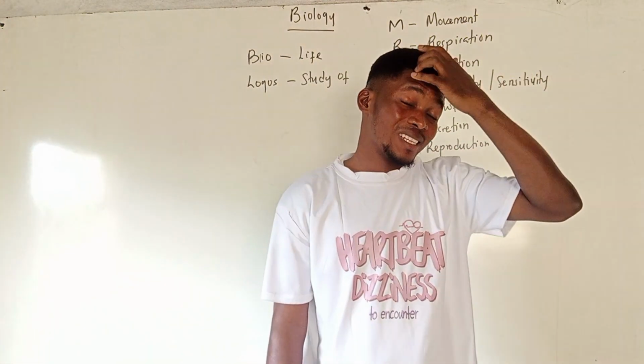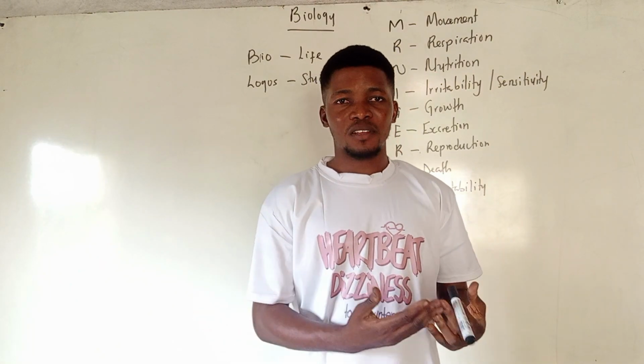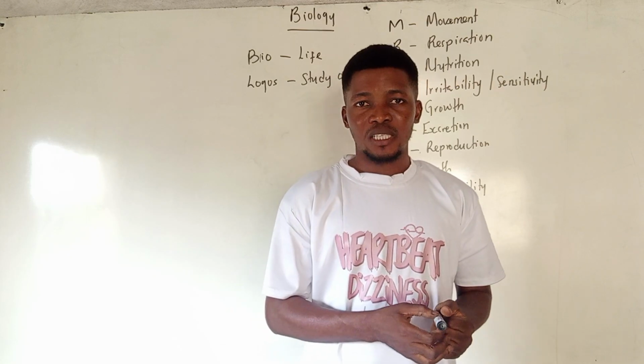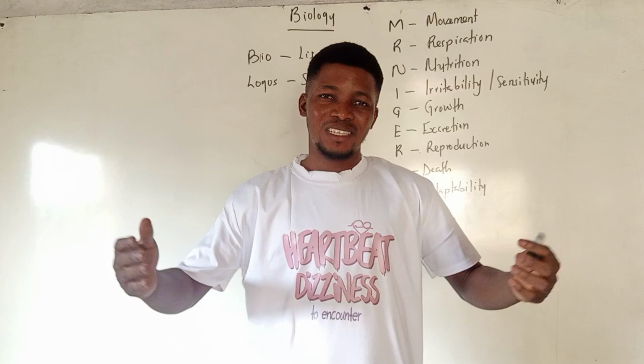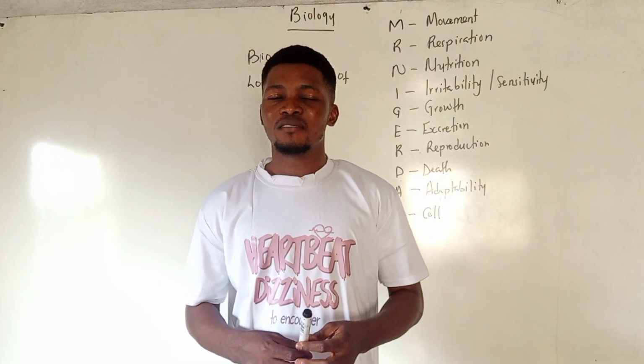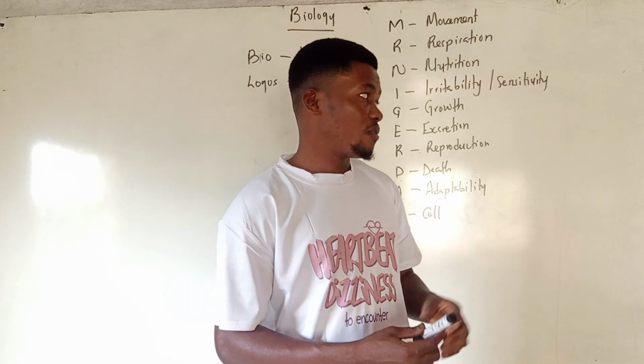So the next one is what? Irritability, or sensitivity. Now, irritability can be defined as the ability of living things to respond to what? To external world stimuli. It is the ability of living things to respond to changes in their environment. So only living things have the ability to respond to changes in their environment, while non-living things do not.